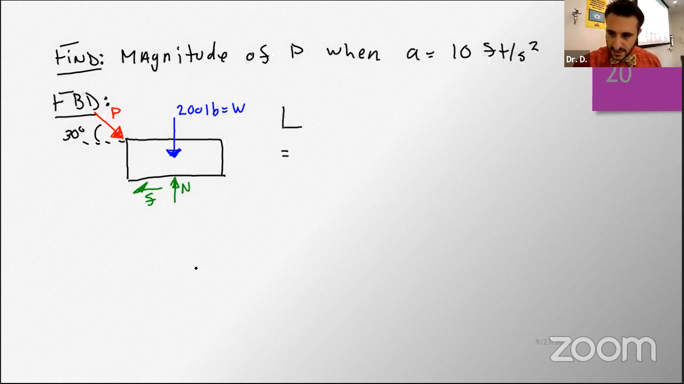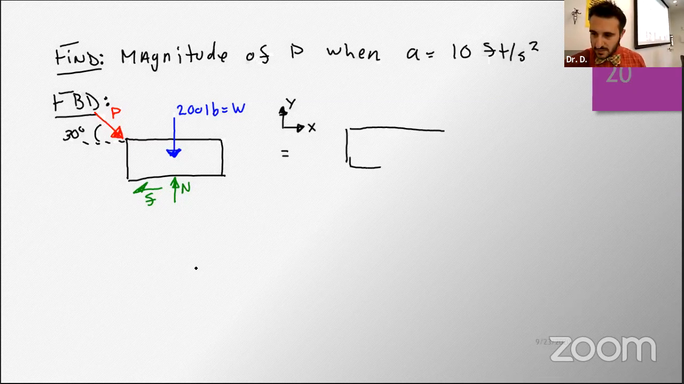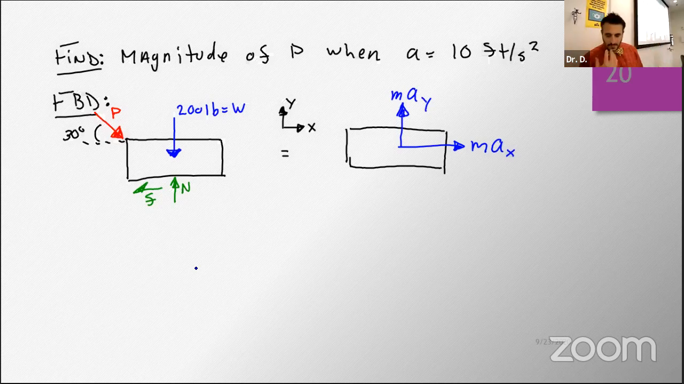I'll draw my coordinate system here. I'm going to use this XY coordinate system like so. And then let's come over here and draw our kinetic diagram, which has m a in the X direction and m a in the Y direction. Let's talk about this for a second. What's my acceleration in the Y direction for this problem?